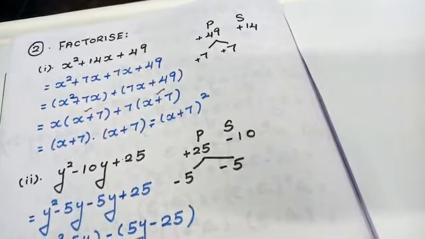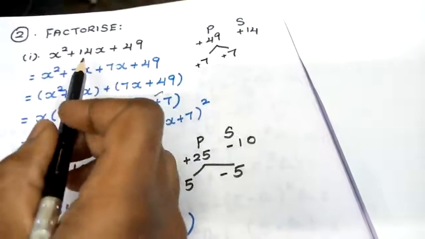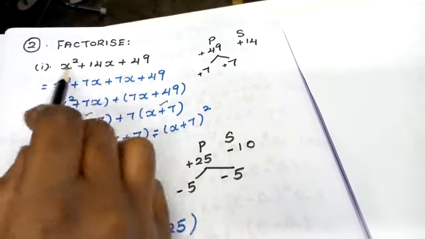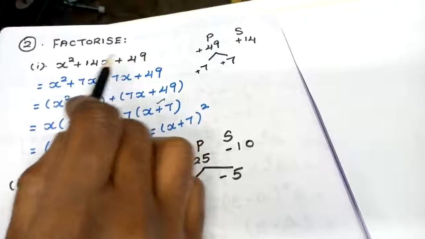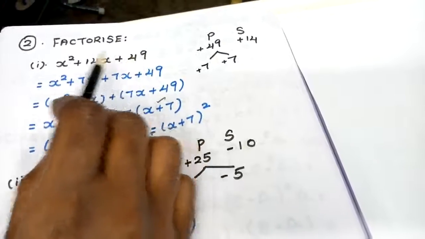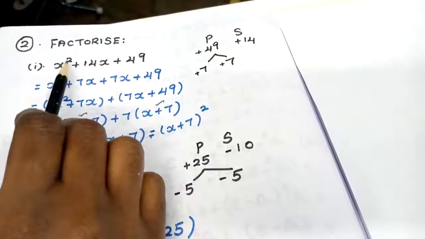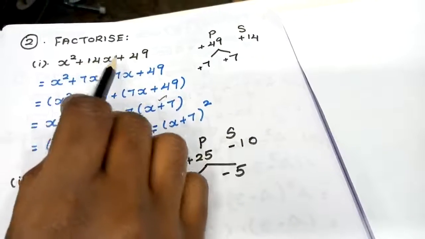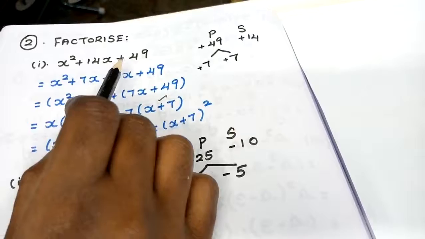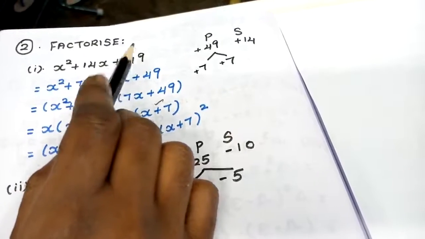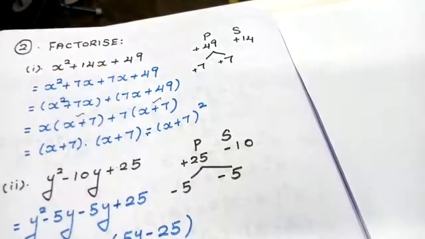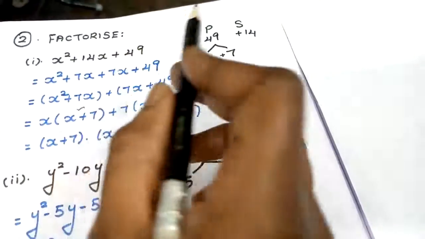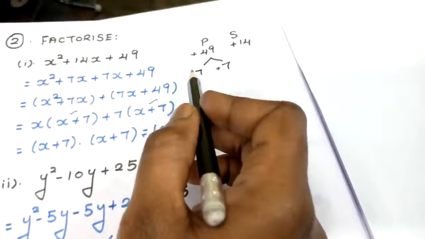Second question, factorize: x square plus 14x plus 49. This type of equation is known as a quadratic equation. If your power starts with power 2, it is called a quadratic equation, students. This is a very important method of calculation, and you will be getting this calculation till your 12th standard. If you understand this particular calculation, you can automatically complete most of the sums in your algebra.